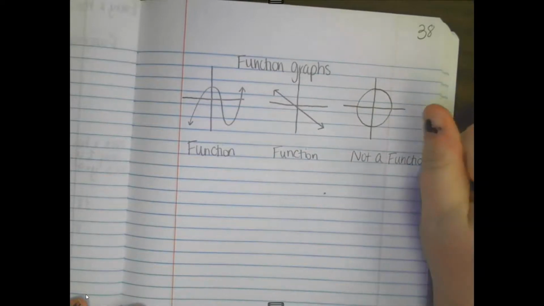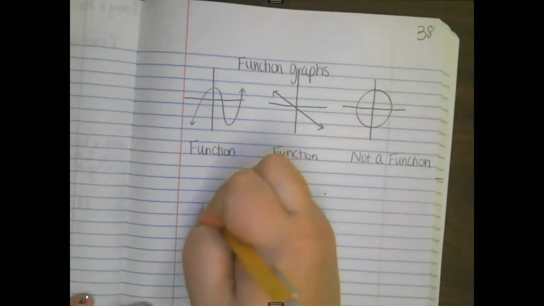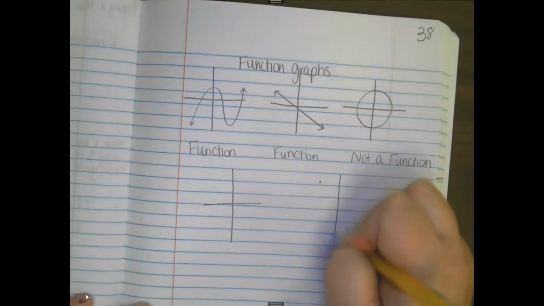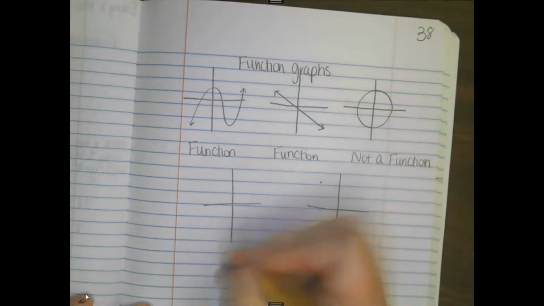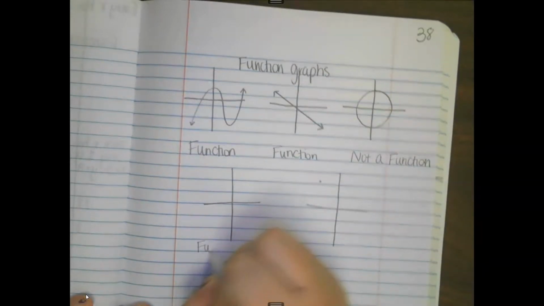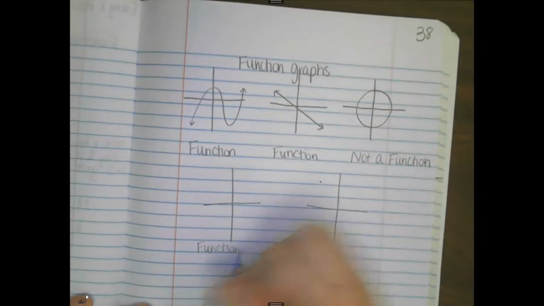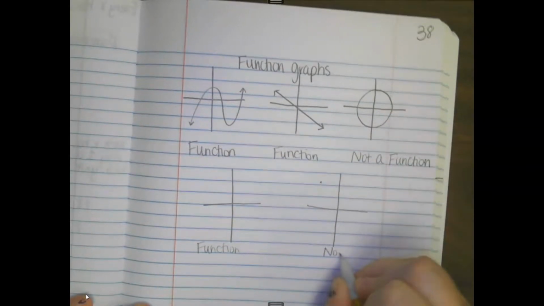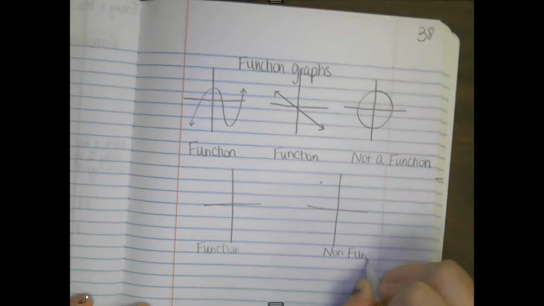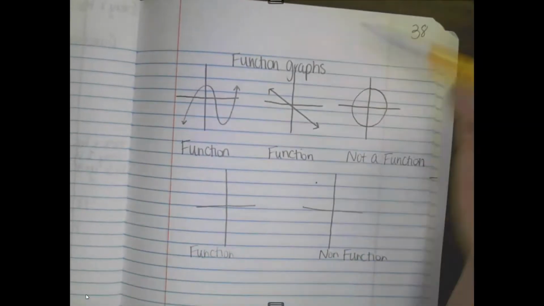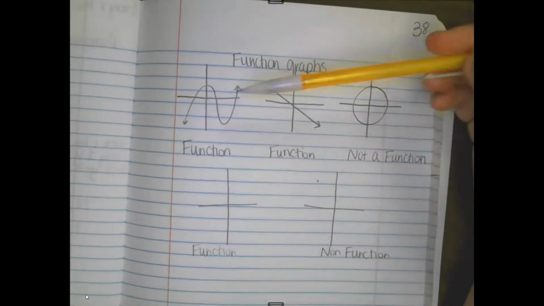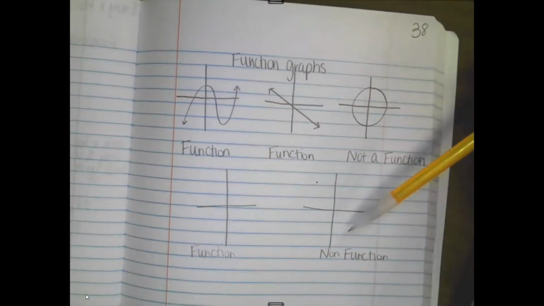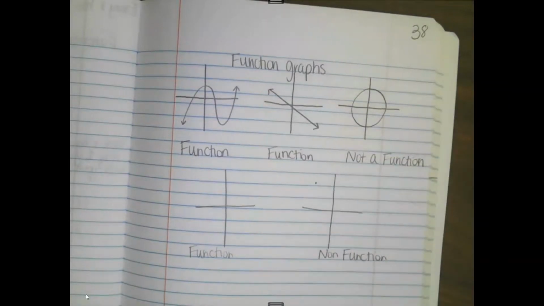So then what I'm having my students do is draw 2 more of these. I'm having them come up with their own function graph and their own non-function graph. And these are their rules. Their function 1 has to look different from these 2, so they need to come up with something different. And their non-function 1 needs to be different than a circle.